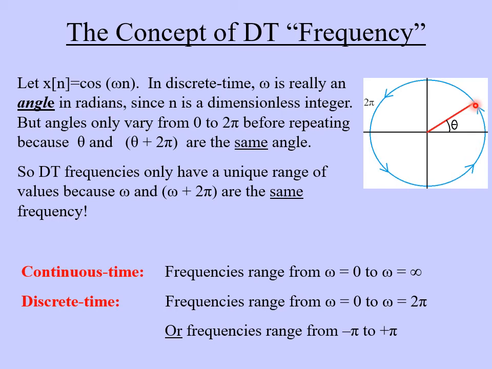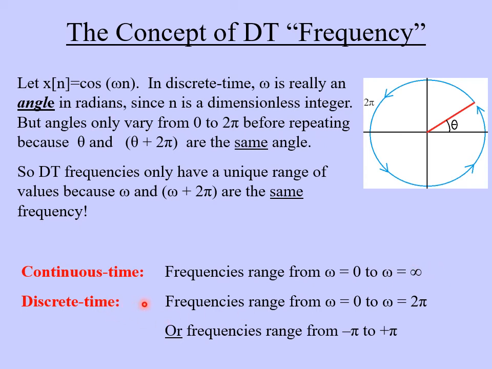So what's kind of weird about this is that when we talk about cosine of omega n, first of all, this frequency omega can only go from 0 to 2 pi, and if we go above 2 pi, we can always subtract the 2 pi to get back to the same frequency. So there are some significant differences here. In continuous time, the frequencies range from 0 to infinity, and they can have any value, all right, from 0 to infinity.